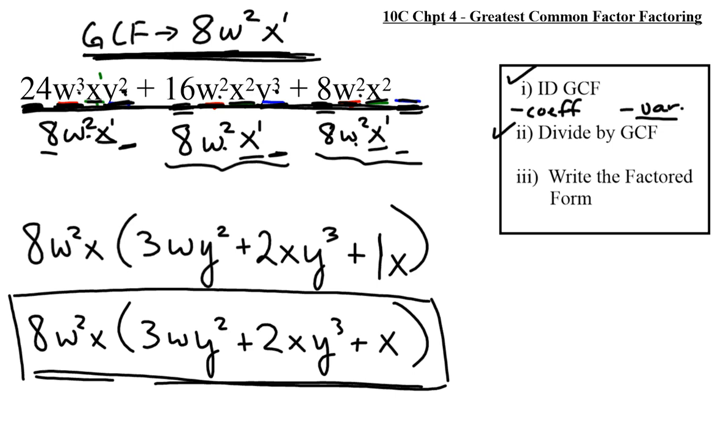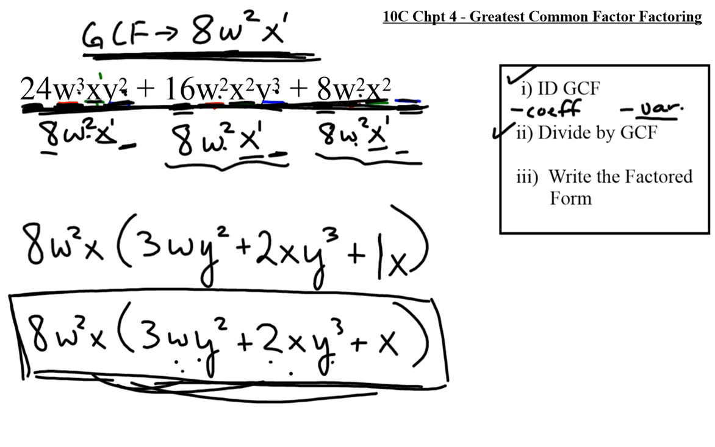Monomial times a trinomial. I can multiply in my head really quick. Yes, I get the original, so my multiplication will work out, and I have nothing common in each of these. 3, 2, and 1, no common coefficient. W, no W. No W is common. Y squared, Y cubed, no Y. Nothing could be factored out. I've correctly factored. Make sure you write it in factored form.